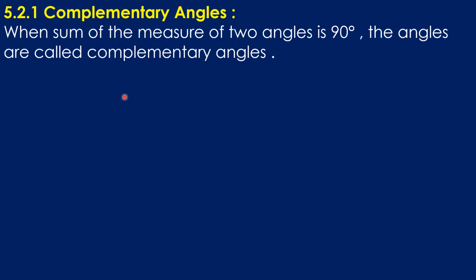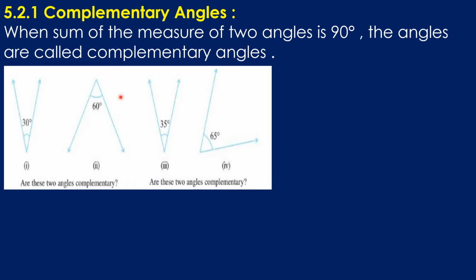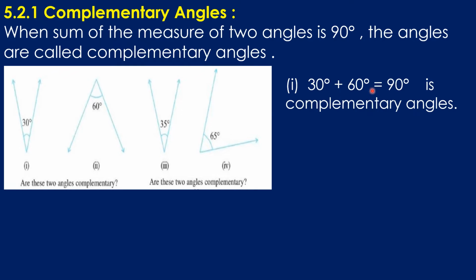So let us understand this with an example. Here we have 30 degrees and 60 degrees. They are asking, are these two angles complementary? So what should be the condition? The sum of these two angles must be equal to 90 degrees. So add these two angles, 30 degrees plus 60 degrees, which is equal to 90 degrees. This is meeting the requirement of complementary angles. Therefore, these two angles are complementary angles.